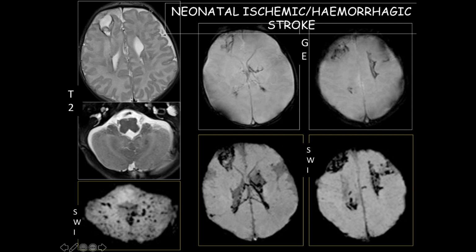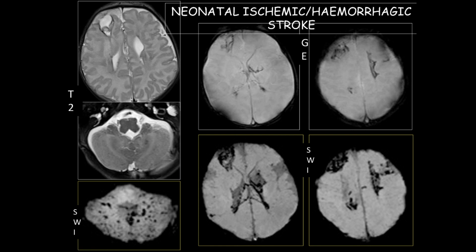We are looking at the first images on the left. There are two images of T2 sequence at two different levels. Here we can see that in the right frontal lobe we have an ischemic lesion with hemorrhagic staining of the external region, and at the level of the cerebellum we can see nothing in particular.